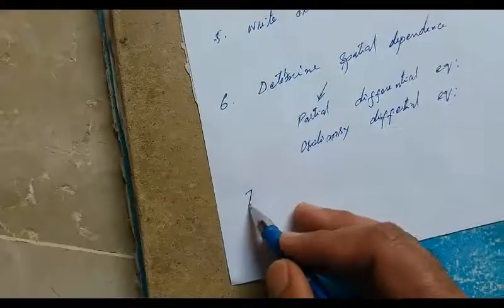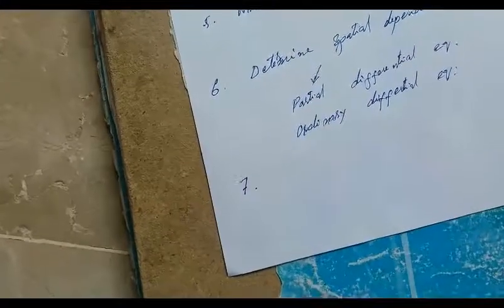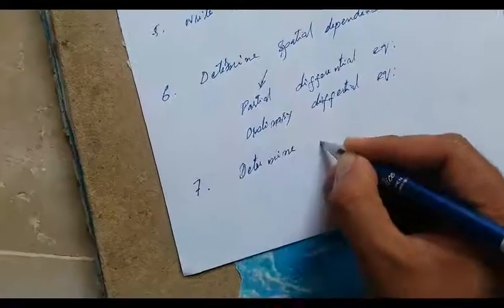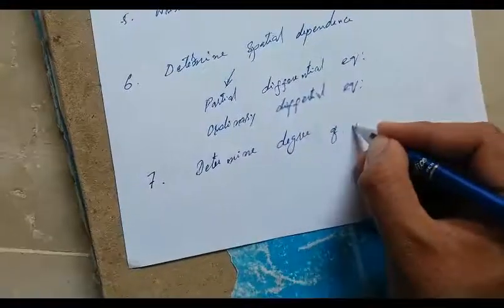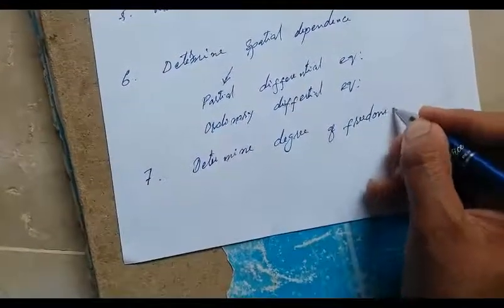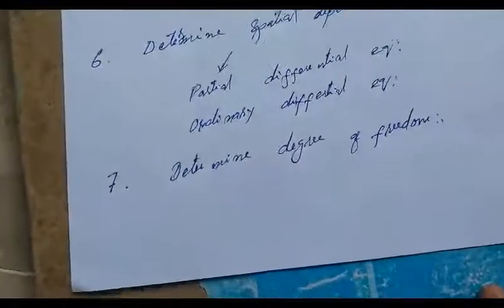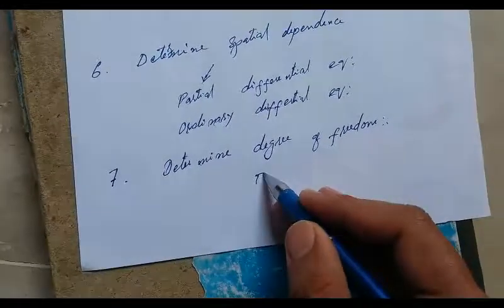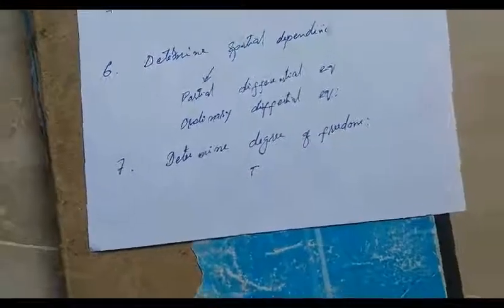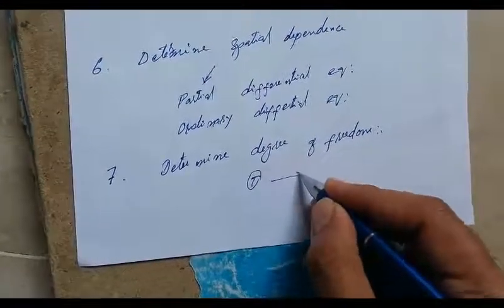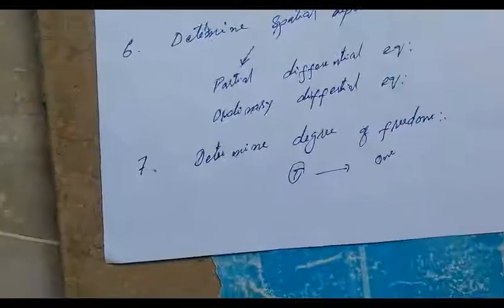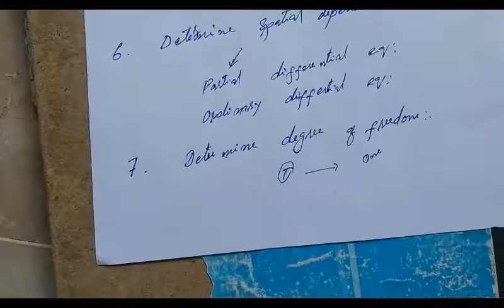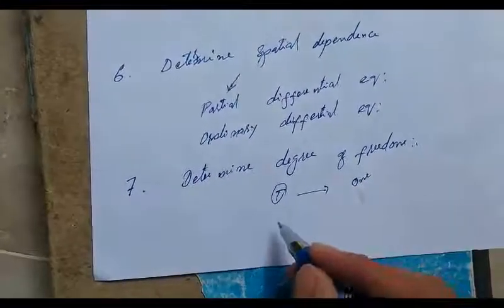The seventh step is to determine the degree of freedom. Actually, this tells how many variables are involved. For instance, if we have only one variable, temperature, then we have only one equation. It means the number of variables is proportional to the number of equations. If we have one variable, then definitely we have one equation. If we have two variables, then there must be two equations.